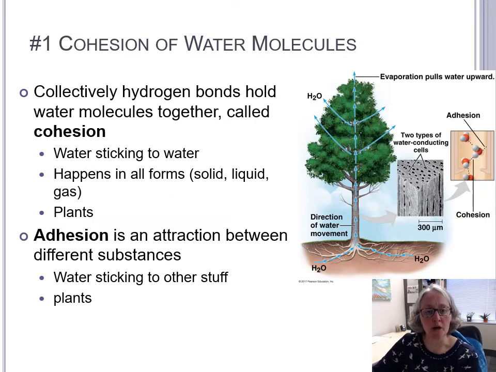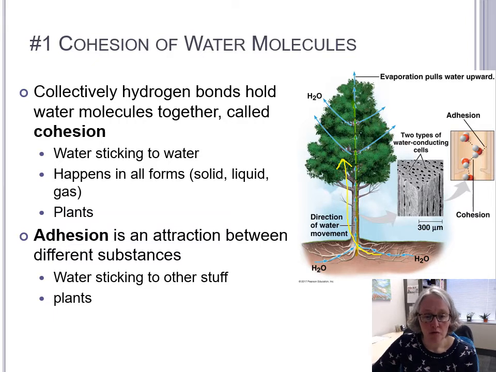We talked about cohesion, that first property. Cohesion is when water molecules stick to water. This is really important for drawing water up a plant. We also talked about adhesion. Adhesion is when water sticks to other stuff that is also charged. Again, really important for all plants, all organisms that require water to go up. This is the way that we get the water up and the way that we keep the water from falling back down.